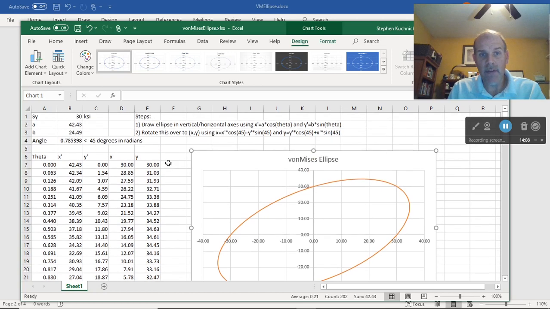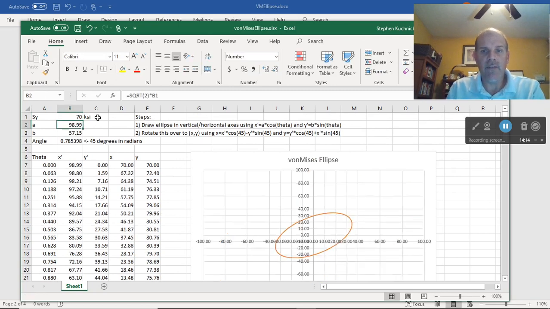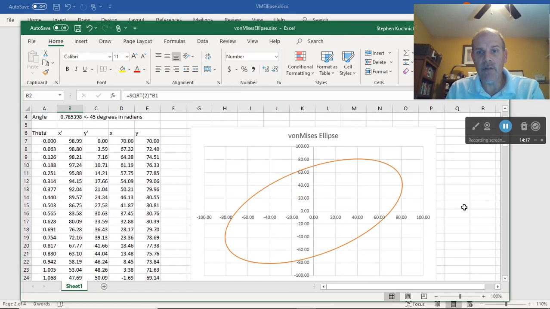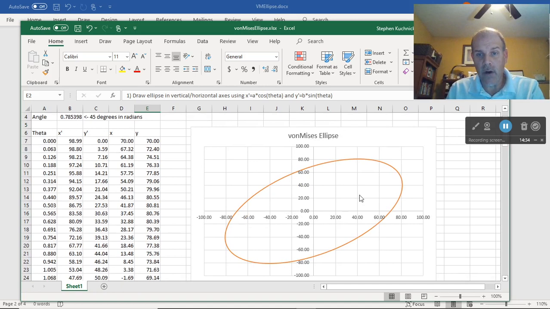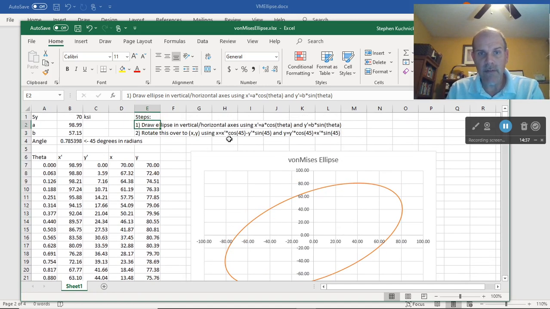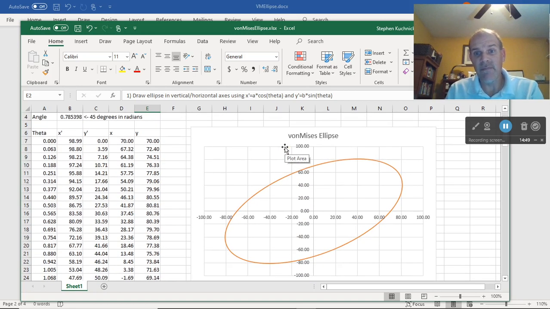Okay, and that's how we can draw this in Excel. Got a material with different yield strength? Okay, 70 KSI. And here's our new ellipse. No big deal. So again, our steps were first to draw an ellipse in horizontal and vertical axes, using the parametric equation, x prime equals a cosine theta, y prime equals b sine theta. And then we rotated this to our xy coordinates, where it's going to be rotated 45 degrees, using the equation I have here. x equals x prime cosine 45 minus y prime sine 45, and y is y prime cosine 45 plus x prime sine 45. And we have ourselves a von Mises ellipse.